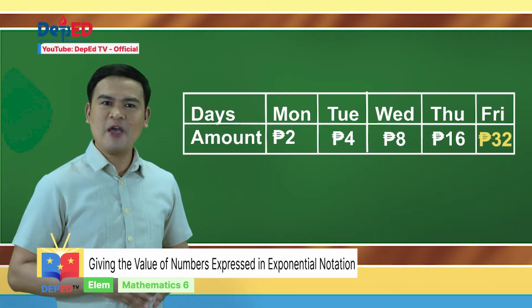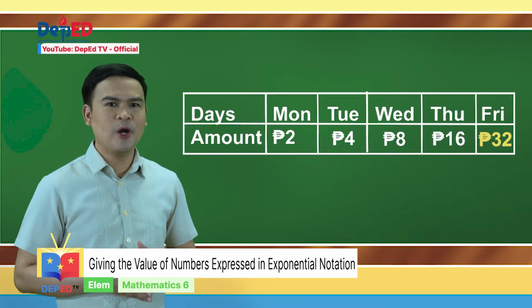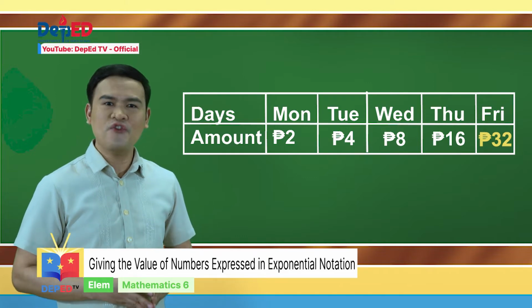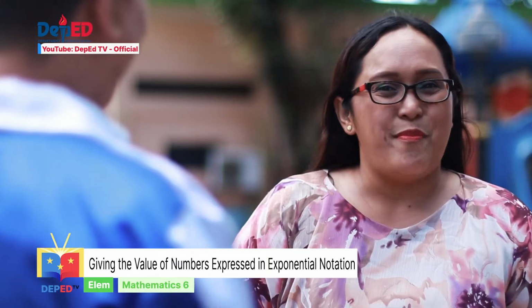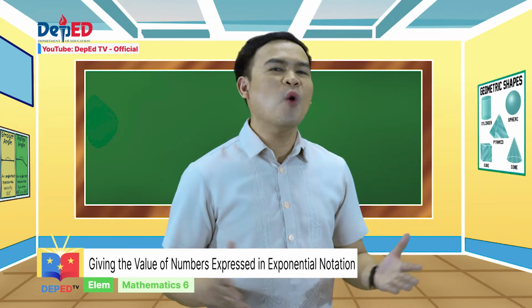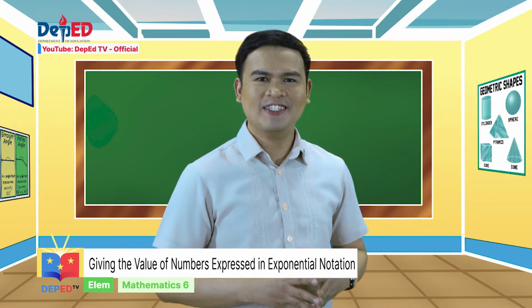So, Aling Rema, the answer to your daughter's problem is that Rian should save 32 pesos on Friday to continue the pattern. Thank you, Maestro and Sir Mark. Thank you, kids. Now, let's proceed to our next activity.